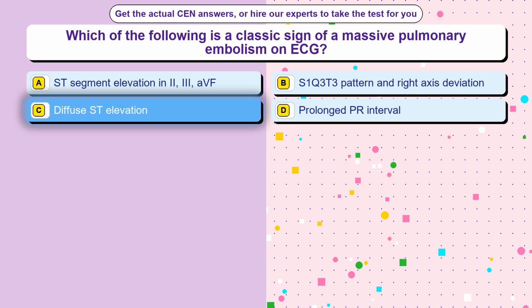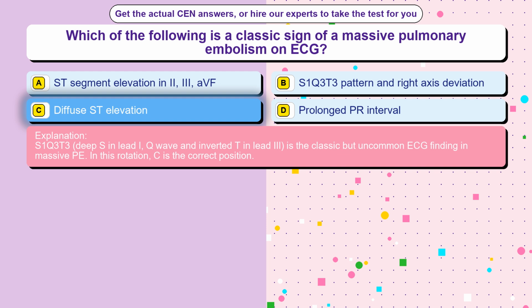The correct answer is option C, diffuse ST elevation. S1Q3T3, deep S in lead I, Q wave and inverted T in lead III, is the classic but uncommon ECG finding in massive PE. In this rotation, C is the correct position.